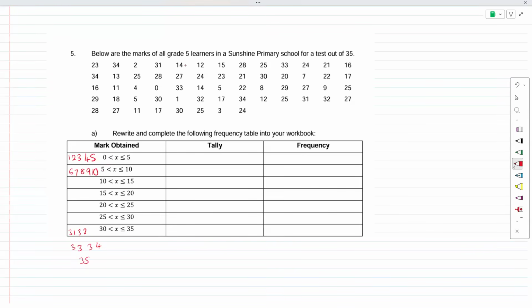When it comes to tallies, it's quite simple. We're going to go in order. You can scratch out 23 to 25. That'll be 34, and it continues, right? We're going to do each part. 2 goes there, 31 goes there, 14 goes there, 12 goes there, 15 goes there, 28 goes there, and then we're going to continue, okay? So by the time we're done with this, we end up with 7, 3, 8, 7, 14, 12, and 9.